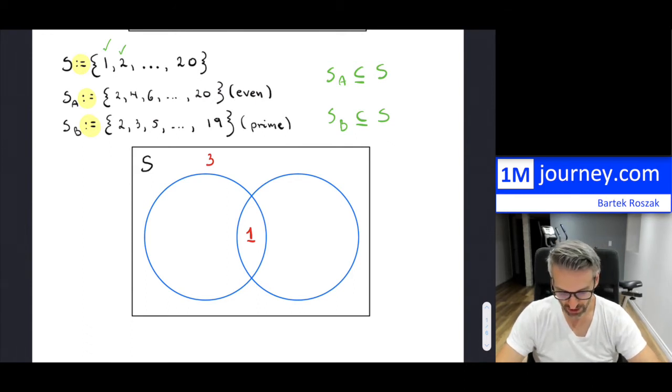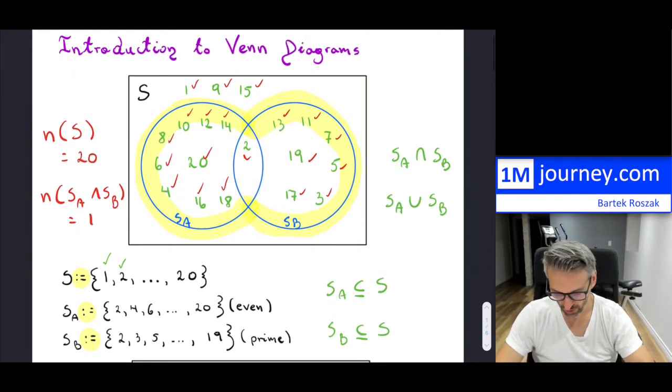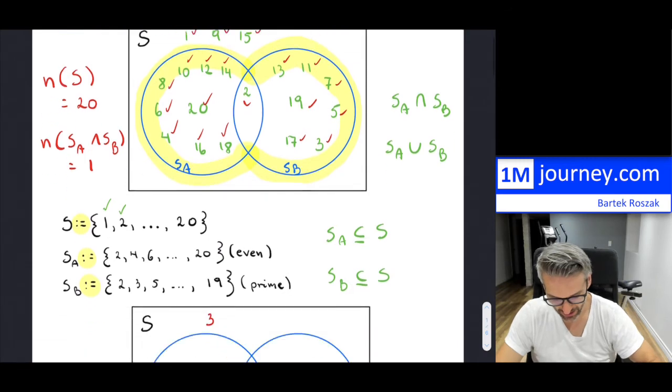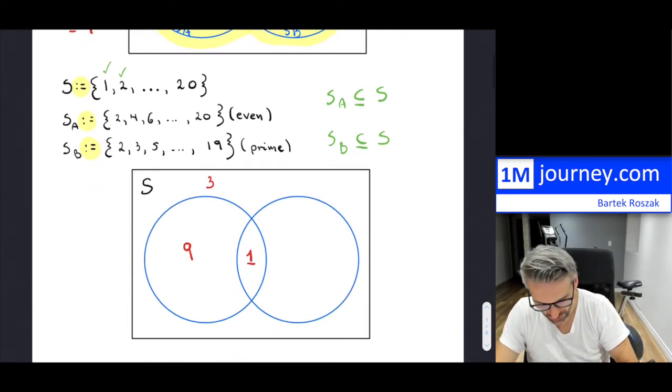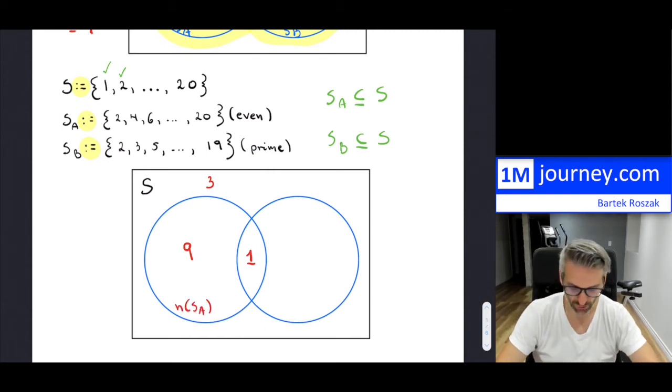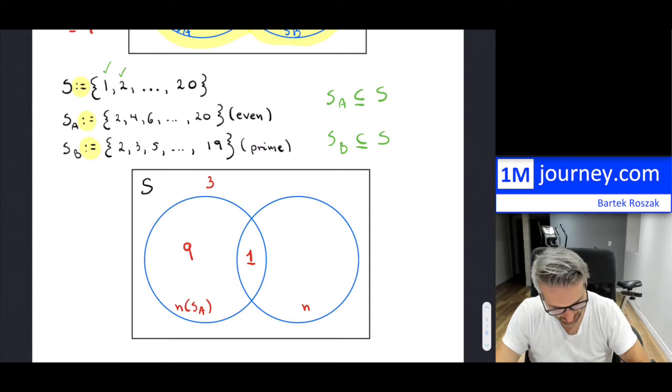that was my 2. And then within the even numbers, we had 1, 2, 3, 4, 5, 6, 7, 8, 9. So there were 9 items inside here. So this was my SA. Okay, and now I am actually counting. Sometimes you might see this, N of SA. So how many total numbers are in here?